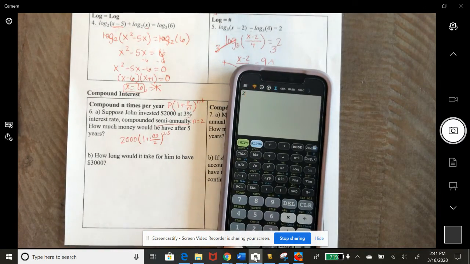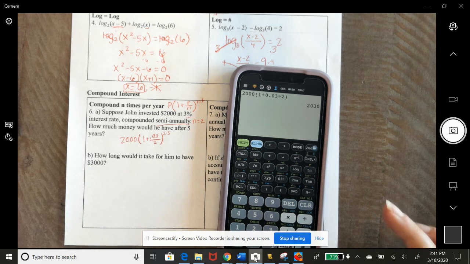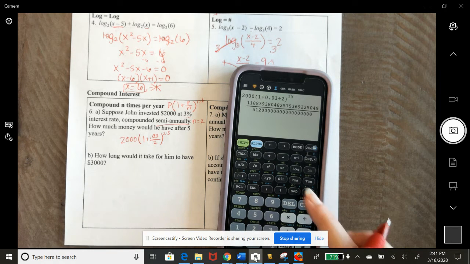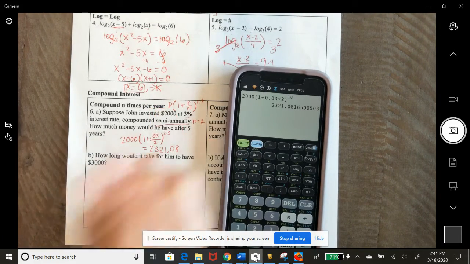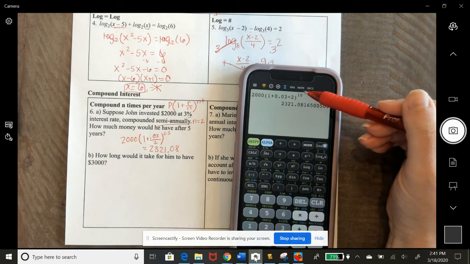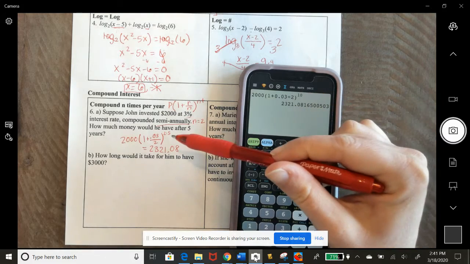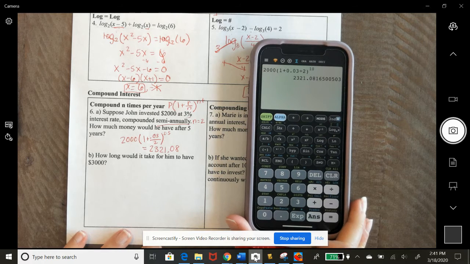Okay, so we'll do 2,000 times 1 plus 0.03 divided by 2, and then we are raising this to the 10th power. And then that gives you a big long fraction. We can change that to a decimal: 2,321.08. Okay, so that's how much money he would have. And I would be careful using these types of calculators. I would try to go ahead and multiply those because sometimes it may mess up your order of operations.